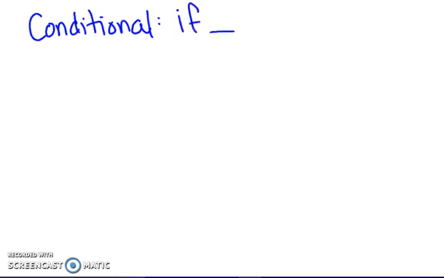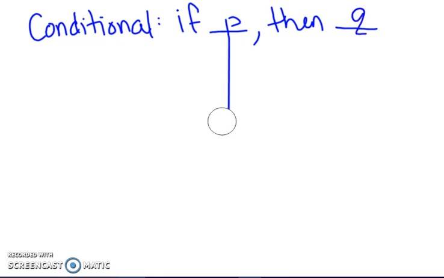Now, we want to talk about defining them. So, when we talk about a conditional statement, if you remember from yesterday or from the other videos, a conditional statement is if something, then something. We're going to call it if P, then Q. The other way to denote this is if we say P arrow Q. When that arrow's there, that's telling us it's a conditional statement. If P happens, then Q happens.